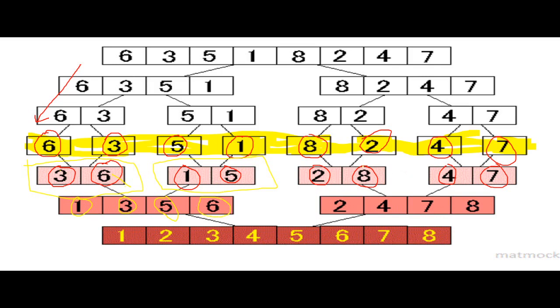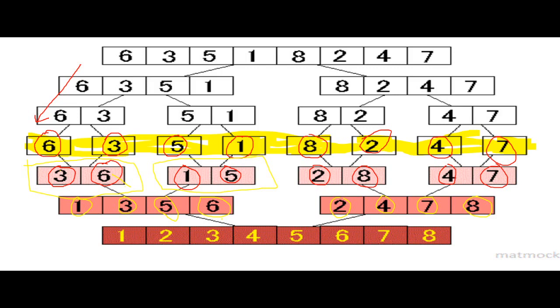Same logic will be followed while merging 2, 8 and 4, 7. First 2 will be copied, then 4 will be copied, then 7 will be copied, and lastly 8 will be copied. So in this way we have got a list of 4 elements.